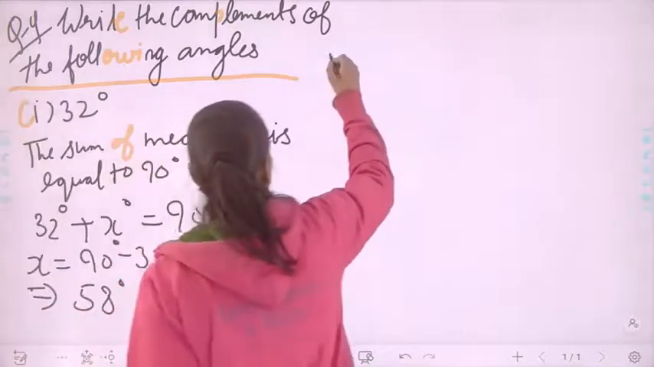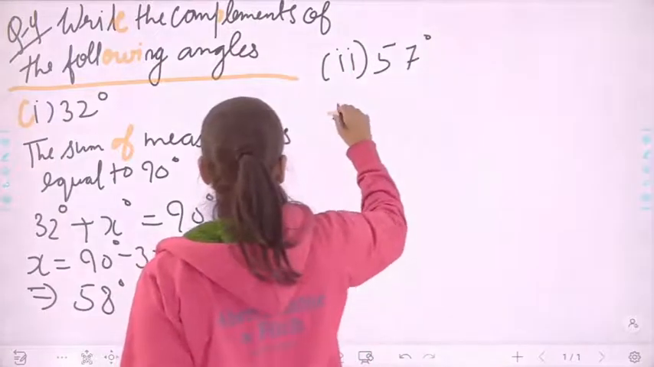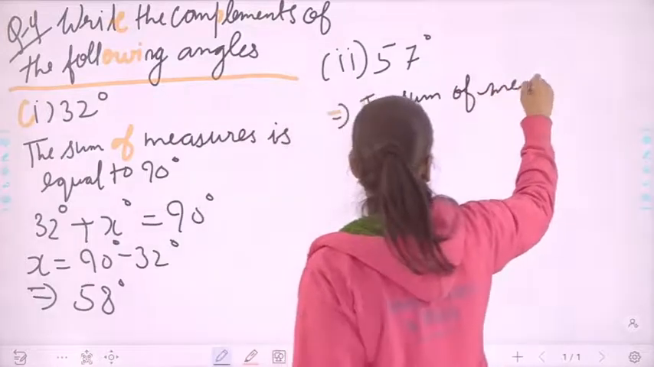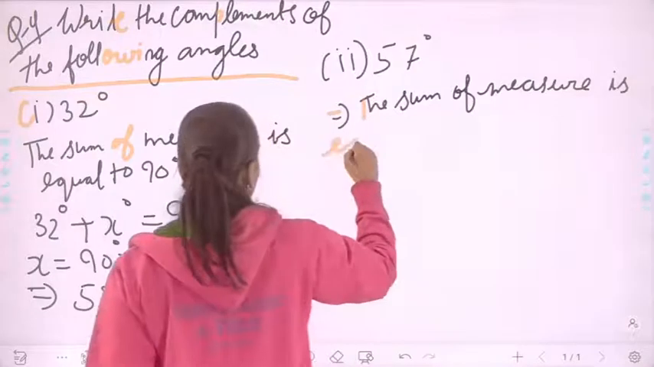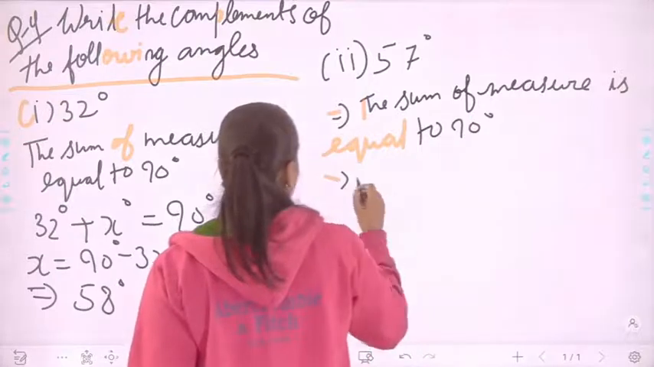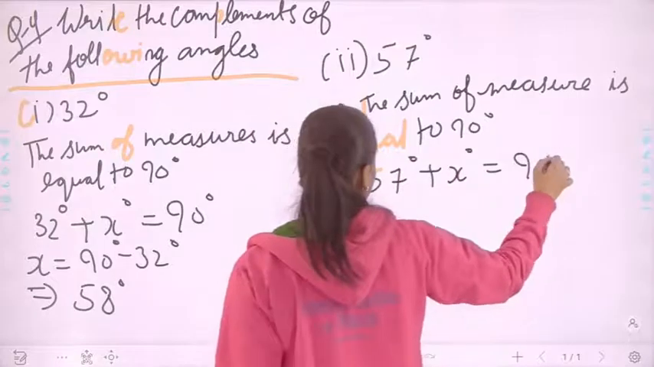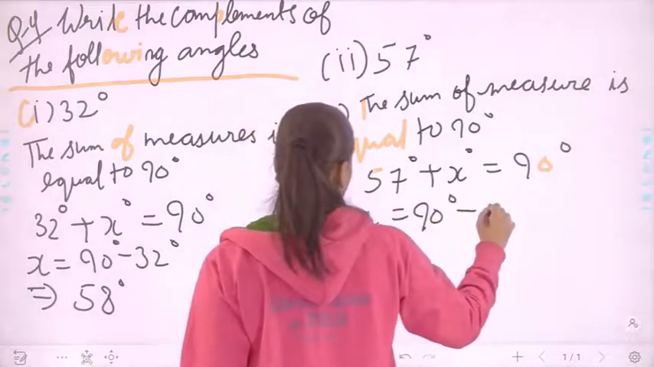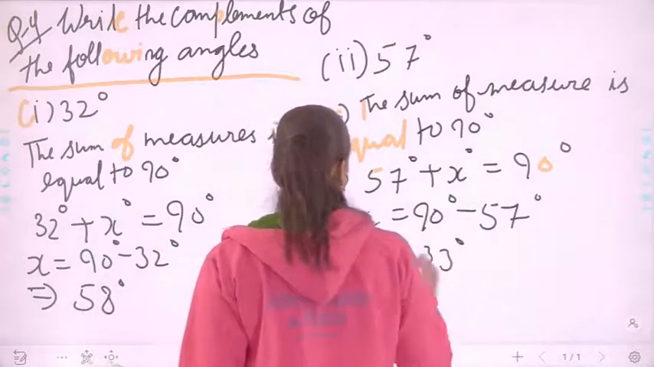Second part, that is 57 degree. Again, the sum of measure is equal to 90 degree, right? Now 57 degree plus x degree equals to 90 degree. Now x equals to 90 degree minus 57 degree. X equals to 33 degree.